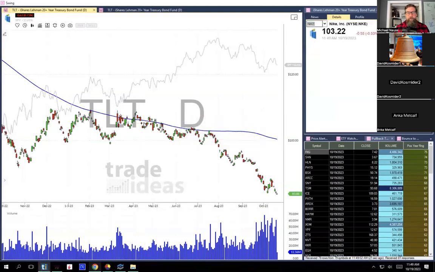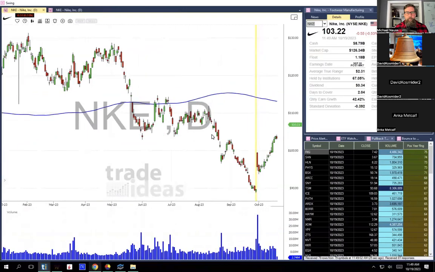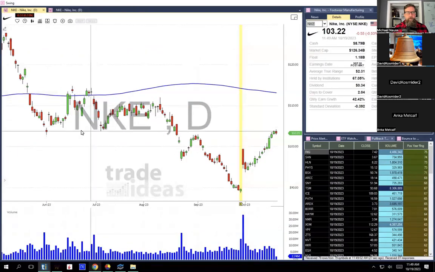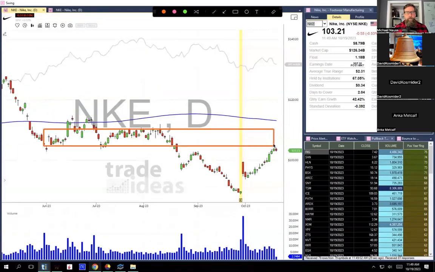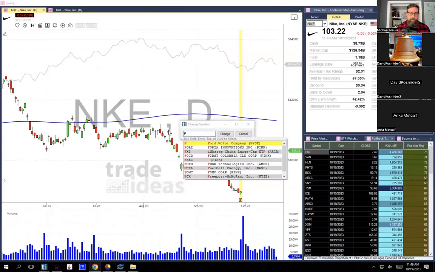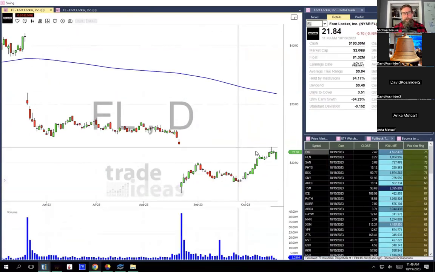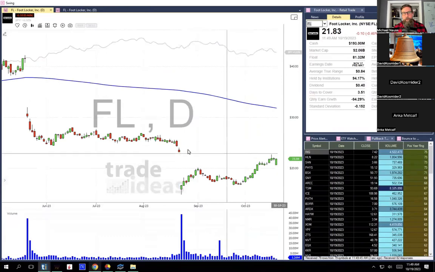Nike's a little bit interesting. I'm actually going to check just because I haven't looked at it. Struggling with this breakdown point. Ooh, right here. So I think that's going to be the do or die point on Nike. Massive area of resistance right here. And I'm just going to check Foot Locker real quick because I shorted some Foot Locker yesterday. Yeah, gap down, but now it's rallying up. That's fine.